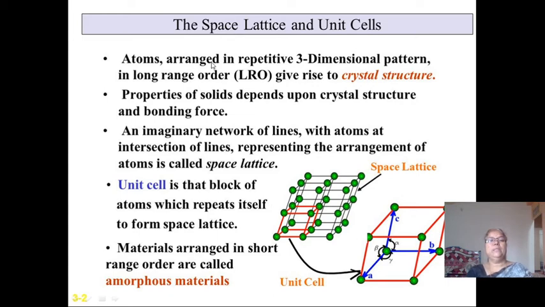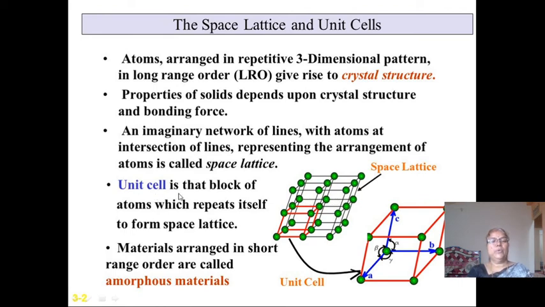I repeat here, what is the space lattice? Space lattice is the atoms arranged in a repetitive three-dimensional pattern, or it is an imaginary network of lines with atoms at intersection of lines representing the arrangement of atoms, called space lattice, and the positions occupied by the atoms or ions are called lattice points. Okay, and the unit cell is a repetition of atoms in three dimensions. It forms the crystal structure.